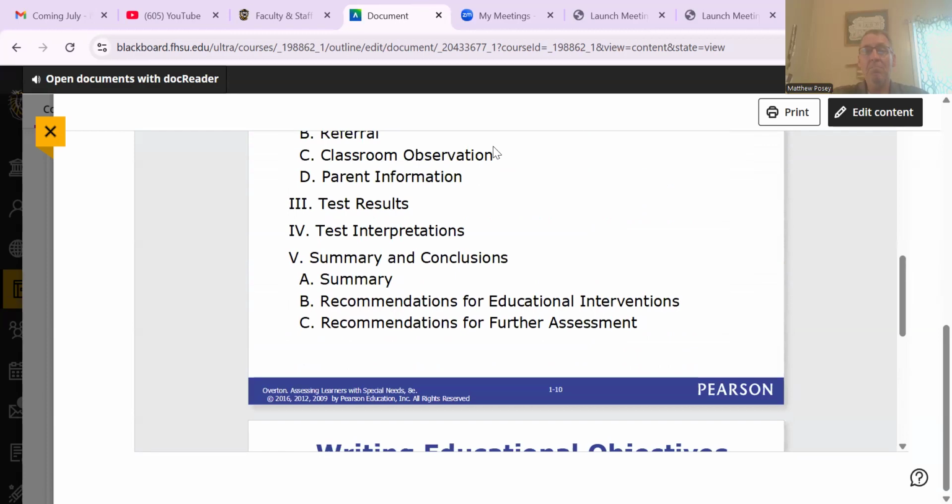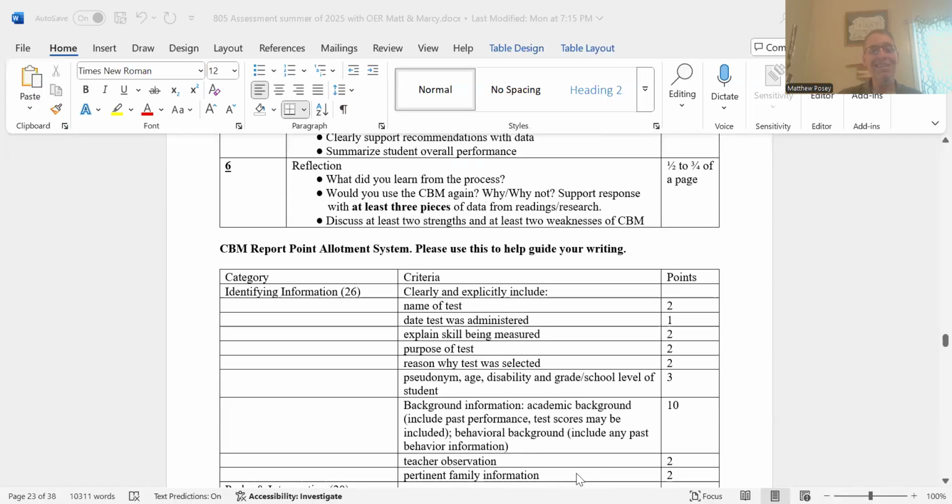I'm going to stop my screen share at the moment, and I am going to pop up the rubric and talk just briefly and review CBMs again, just to make sure everyone's clear, on point, and progressing towards completing the assignment that'll be due this Sunday coming up.